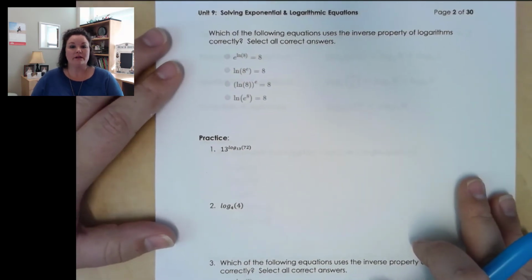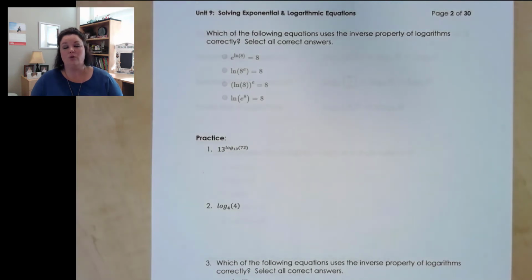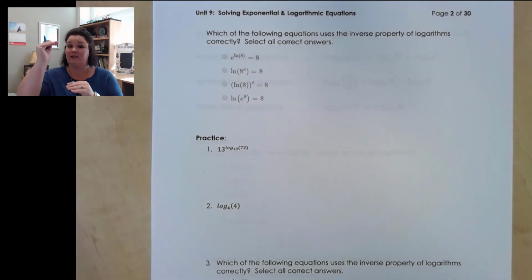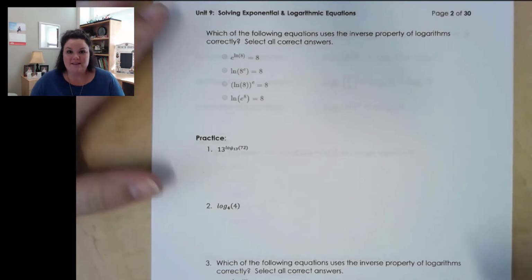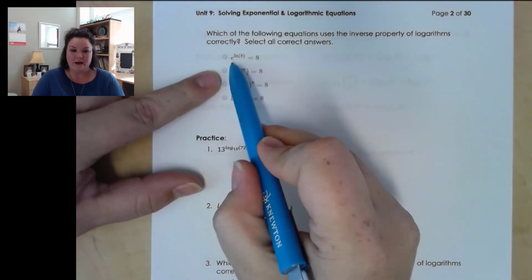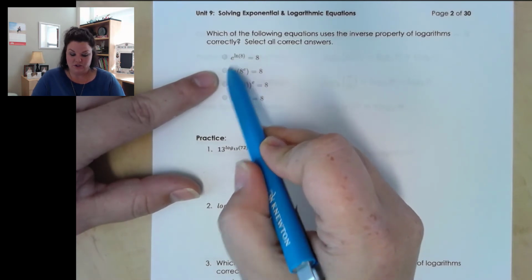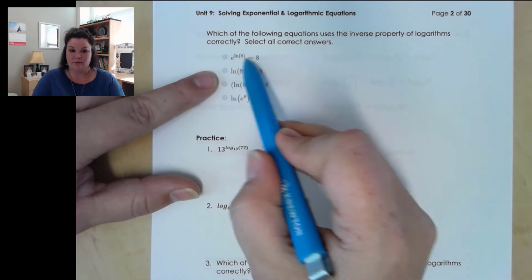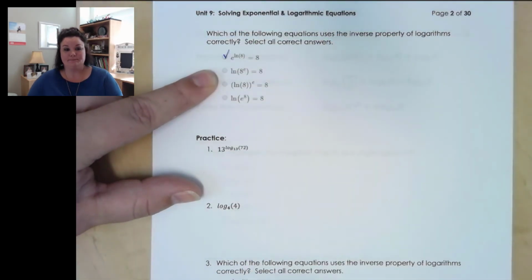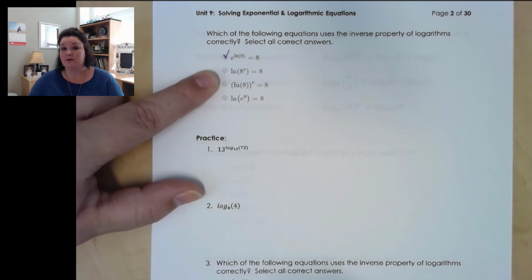So this one says, which of the following equations uses the inverse property of logarithms correctly? Select all correct answers. So we're looking to see, does the log base and the exponential base match, and are they evaluating one another? Meaning, is the exponential base inside the log, and is the log up in the exponent of the exponential base? Do they cancel out? So if I look at this first one, I have e raised to the ln. Well, yes, e is evaluated at ln. So these two are going to cancel out easily, and we'll be left with 8. So this one does represent that inverse property of logarithms.